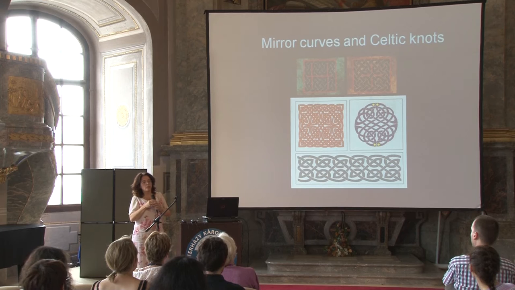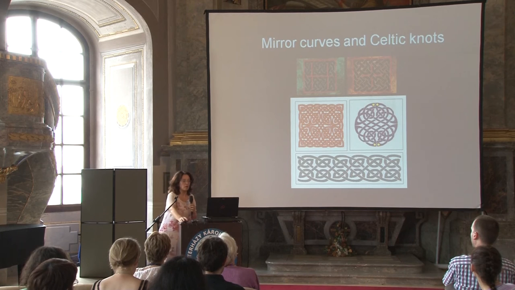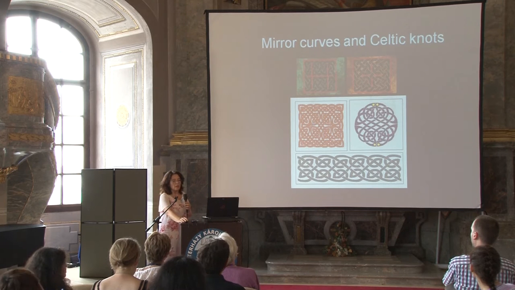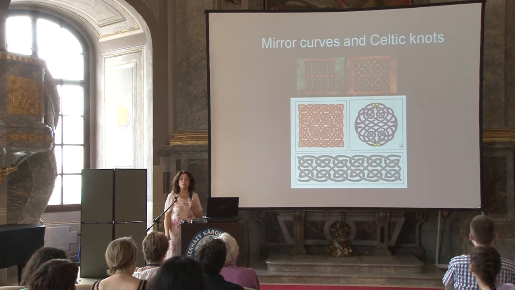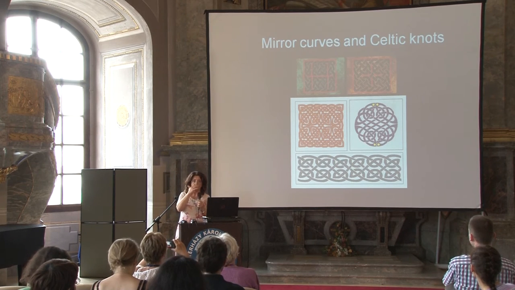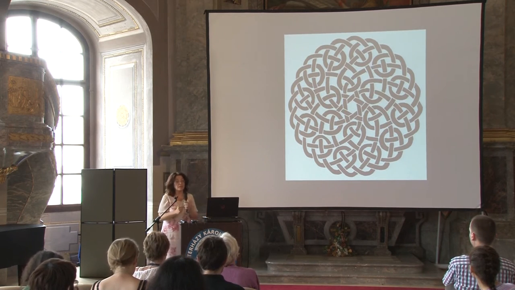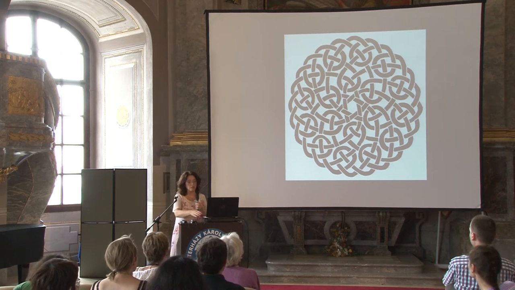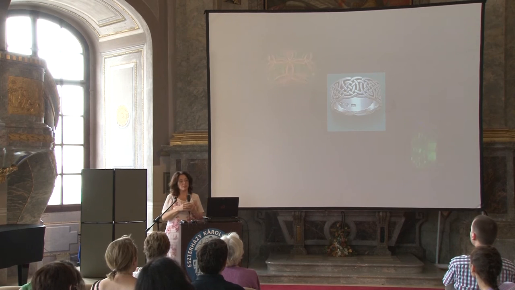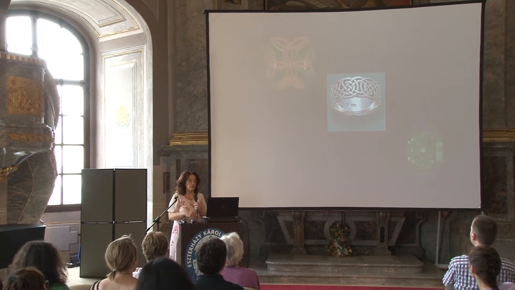Another example is the design of Celtic knots. Here we have some examples in a rectangular form, in a circle form, and in a frieze form. Each of them can somehow be constructed using mirror curves, and I will tell you now how to do this. This is also an example of knot design in a circle, and also some designs of jewels and roses, etc.